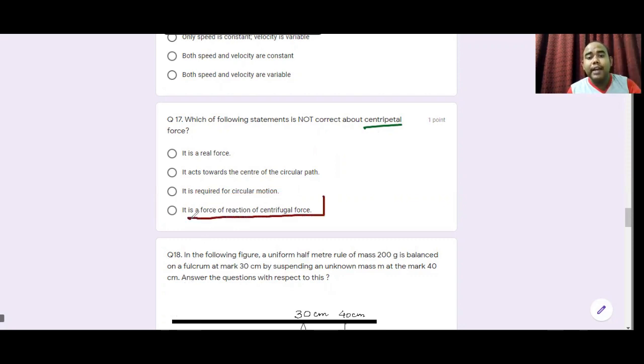It is a force of reaction of centrifugal force. No. Centripetal force and centrifugal force are not the forces of reaction of each other because they act on different bodies. So this is not true about centripetal force. Hence, this is the answer. Next question.